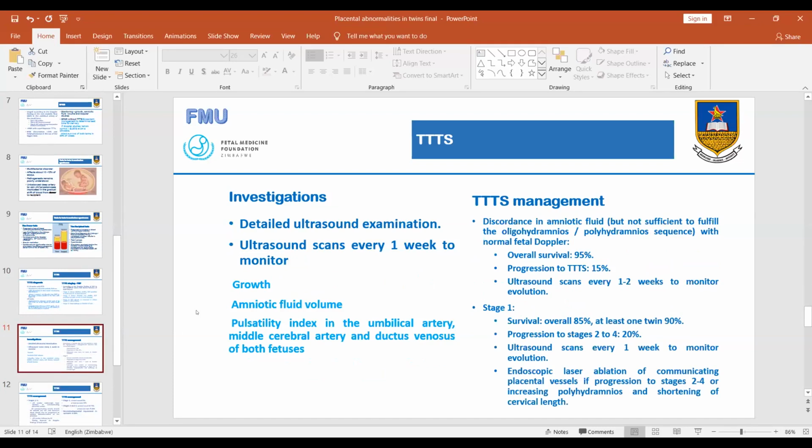For twin-to-twin transfusion syndrome, the most important tool in investigating this condition is ultrasound scan, which will also be used for surveillance as well. So once we pick the condition, we follow them up every week, using ultrasound scan to assess growth, amniotic fluid, and the Doppler studies of the umbilical artery, midcerebral artery, and ductus venosus of both fetuses.